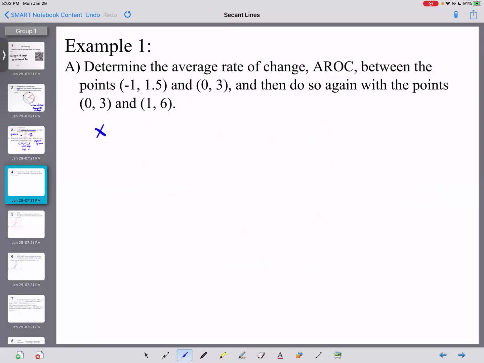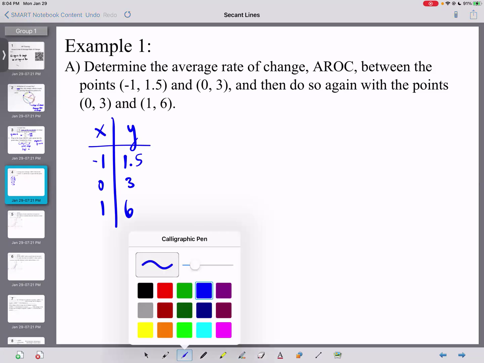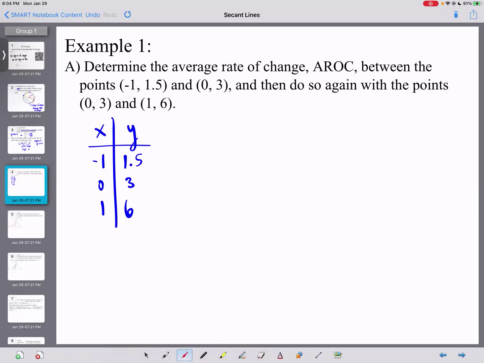So if you wanted to, we could look at this as a table. I've given you some x values: -1, 0, and 1. The y values I've given are 1.5, 3, and 6. Those are the coordinate pairs given in this problem. What we want to do is find the AROC. So one of the ways you'll see me do this in class, and I'll do it here, is I'm going to do a change of y column here, and on this side, I'm going to do a change of x.